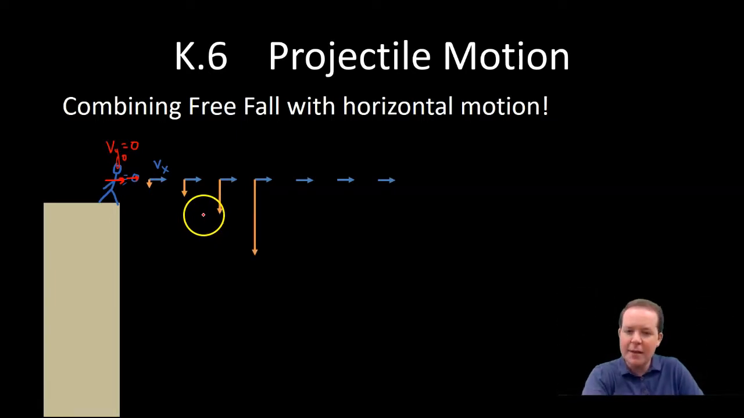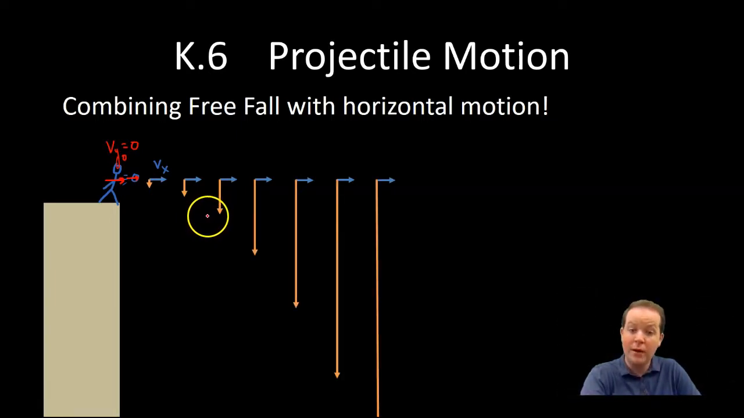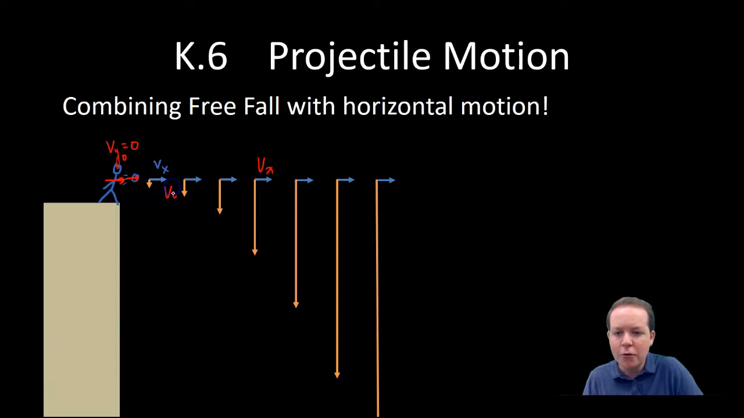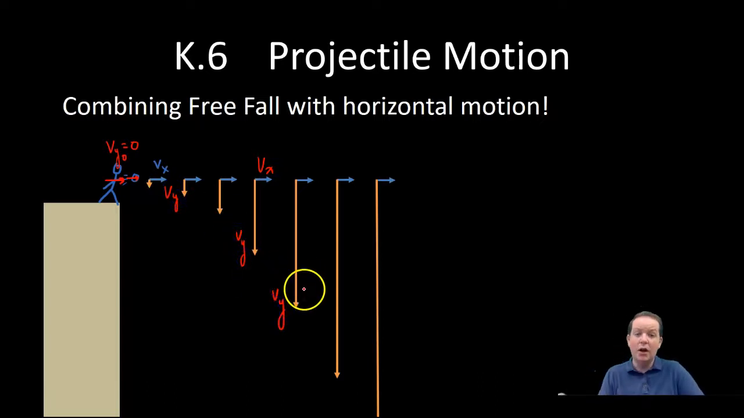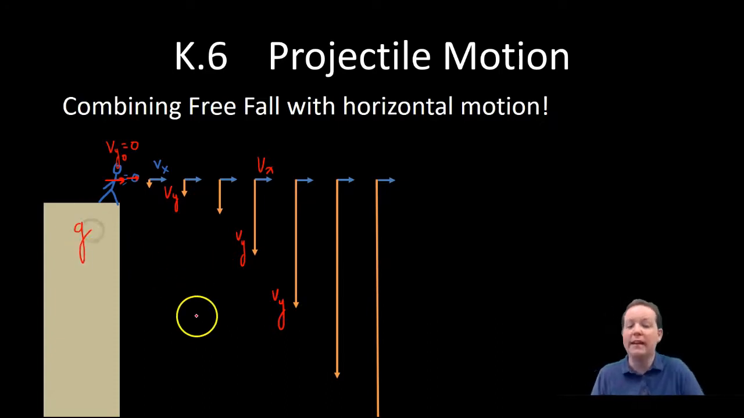So over time, that velocity downward gets more and more negative. You have something like this. The horizontal velocity is staying the same, but the vertical velocity is getting bigger and bigger and bigger as time goes on because of that downward acceleration g.